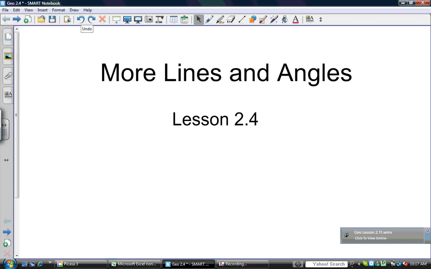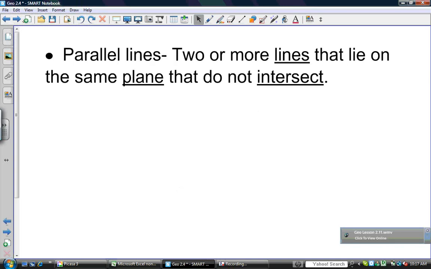Alright, today we're going to learn more about lines and angles. Our first term is parallel lines. This is two or more lines that lie on the same plane that do not intersect.